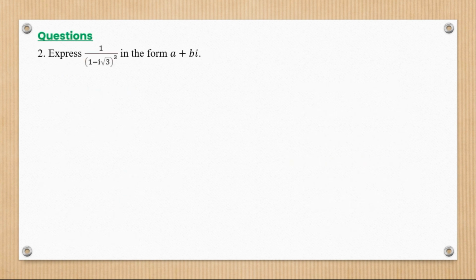Alright, let's look at another example. So now this is an example where we have 1 over 1 minus i root 3, cubed. Then we want to express that in the form a plus bi. So we're going to do the same thing. We're going to first express it in polar form. We know that 1 over (1 minus i root 3) to the power 3 can also be expressed as (1 minus i root 3) to the power negative 3.